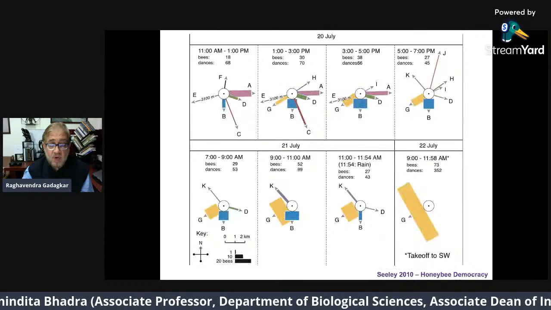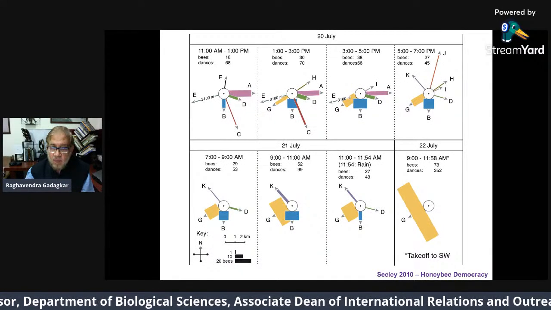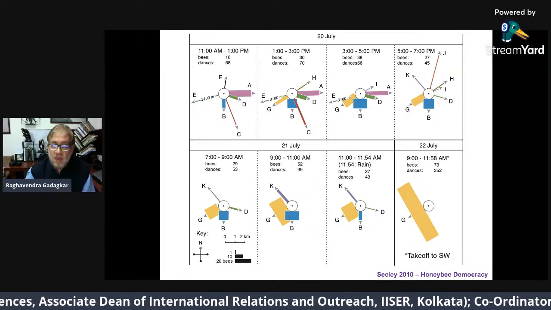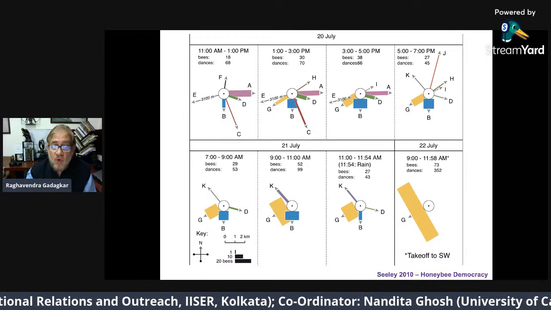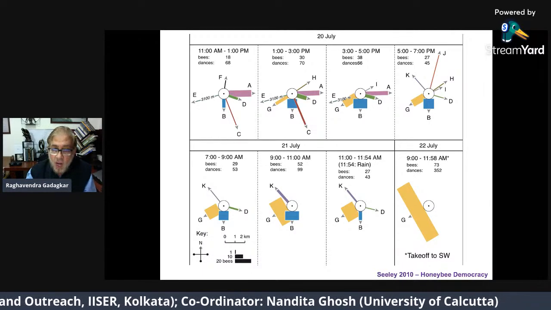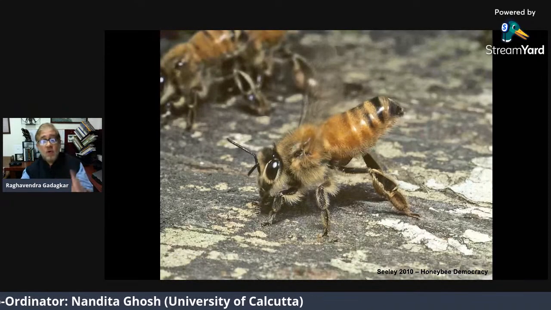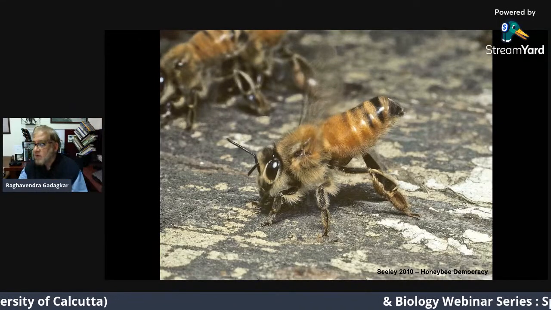In real life data, it looks like this. Each arrow represents bees dancing for a particular new potential site. You can see the number of sites being danced for can increase or decrease, but eventually there will be only one site that is chosen, and all of them will go there. How do they do this? After going there, the scout bees will release a pheromone and guide all the bees into the new home.